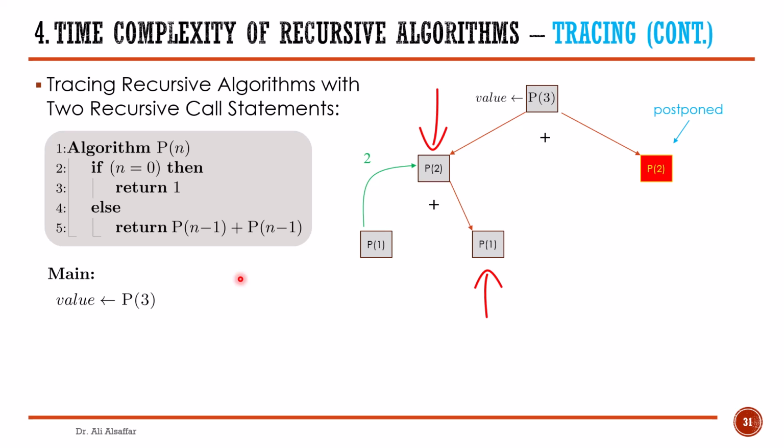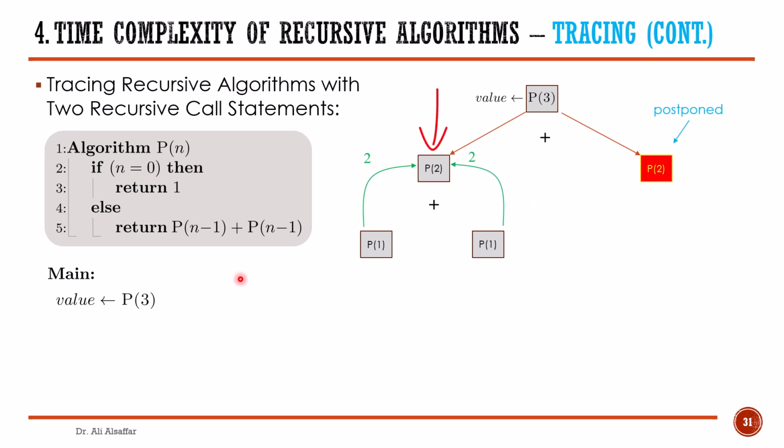In P1, P0 will be called twice. The left call is executed first and the right call is postponed. The left call will return 1 because n is equal to 0, and the right call will start executing and also will return 1 to its parent P1. P1 adds the 2 received ones and returns 2 to its parent P2.